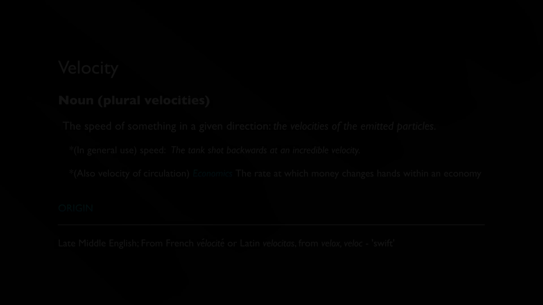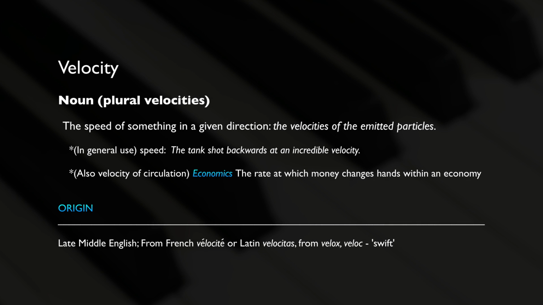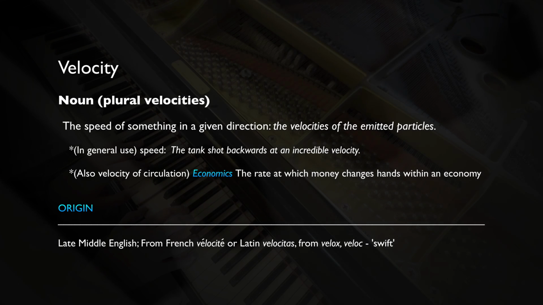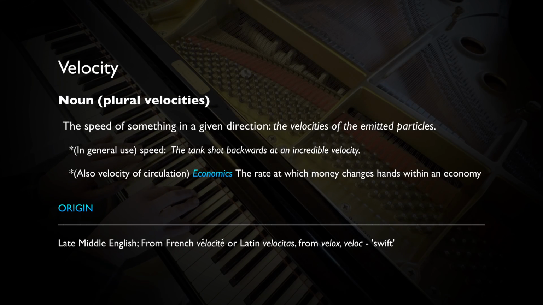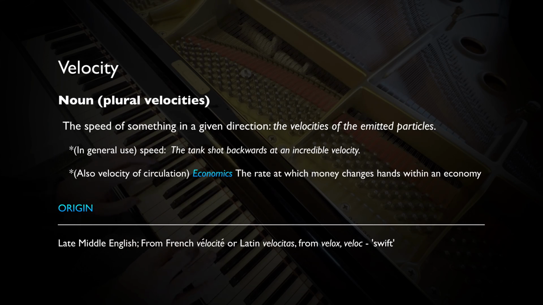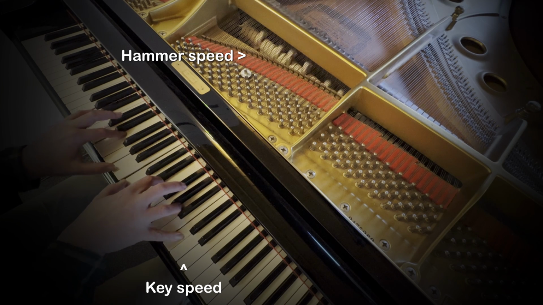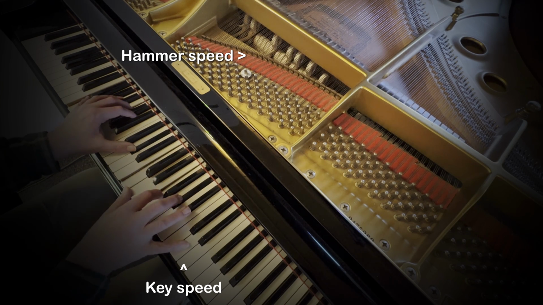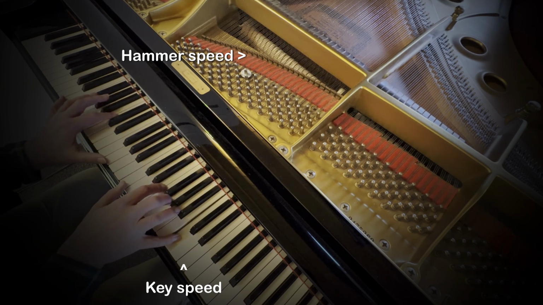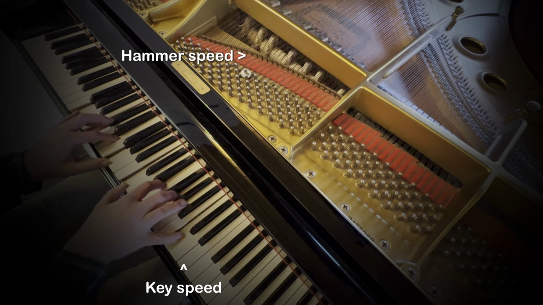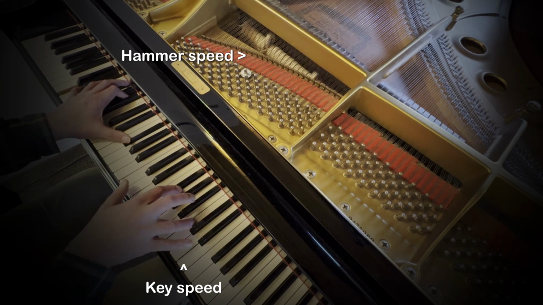The word velocity is defined as the speed of something in a given direction, and when I speak of key velocity, I refer to the speed with which the key is travelling at the point that the hammer is thrown to hit the piano string. If I press the key gently, it travels at a slow speed, resulting in a quiet sound. And as I apply a more forceful attack, the key speed and piano mechanism become faster, resulting in a louder, stronger sound.